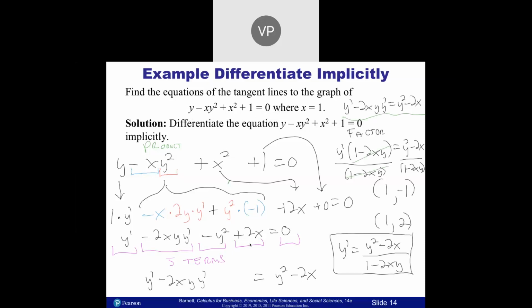I want to make sure you understand where I got everything from, and I'm going to erase a little bit of this, because I still have to have room to work. This is just the start. We have the derivative, but now we need to figure out how to get the equation of the tangent lines.